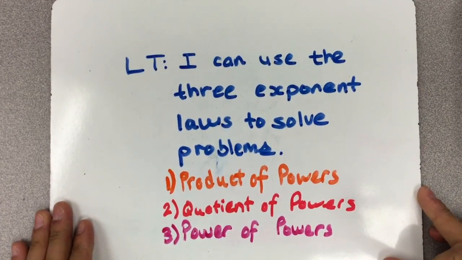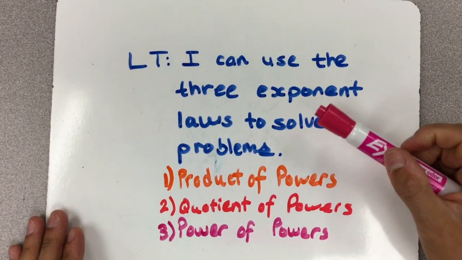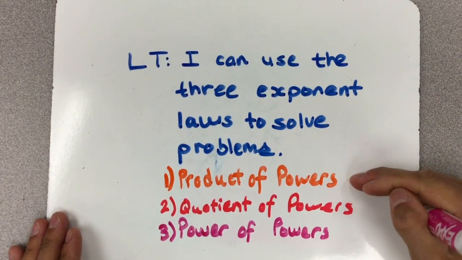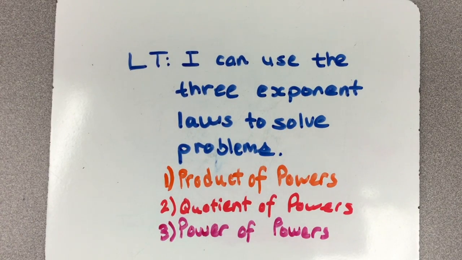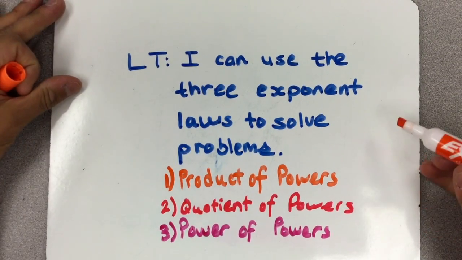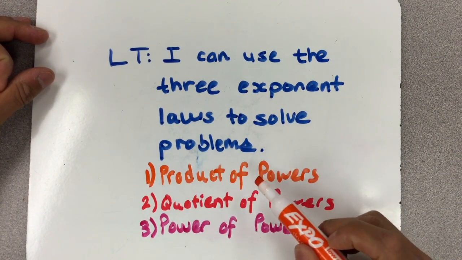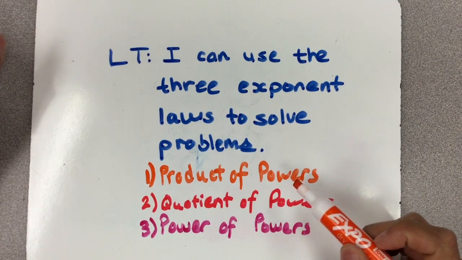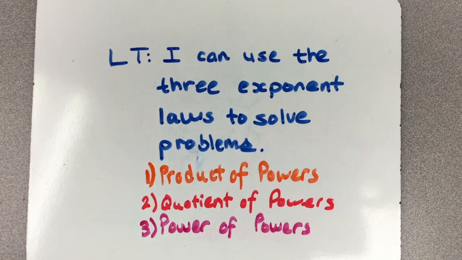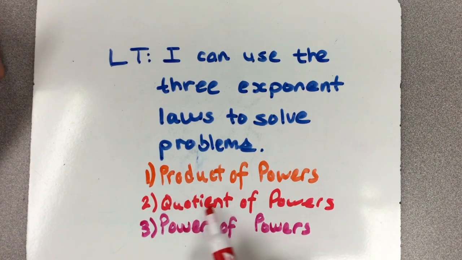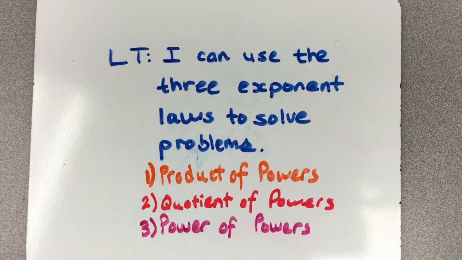If we go back to our learning targets, I can use the three exponent laws to solve problems. The first one we looked at was our product of powers. Remember, the product of powers is when I am multiplying values that have exponents or powers. My quotient of powers was when I was finding the quotient of numbers that have exponents or powers. And my third exponent law was my power of powers, so when I have an exponent raised to another exponent, or a power raised to another power.